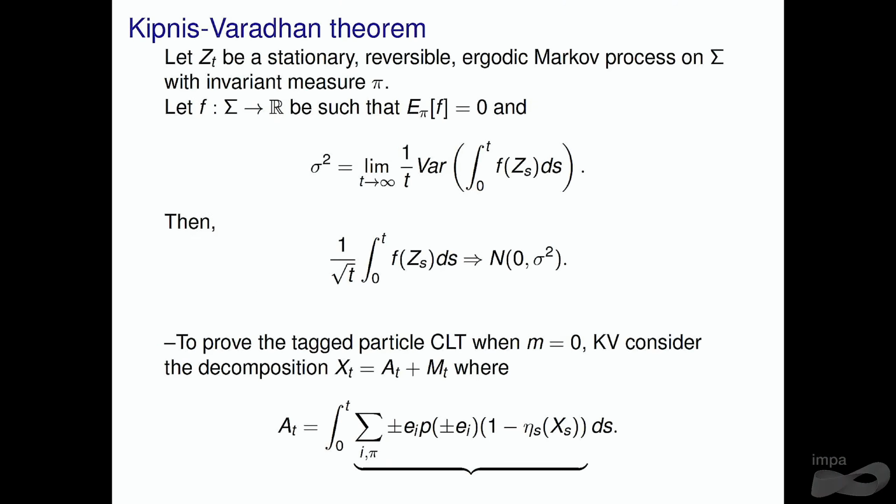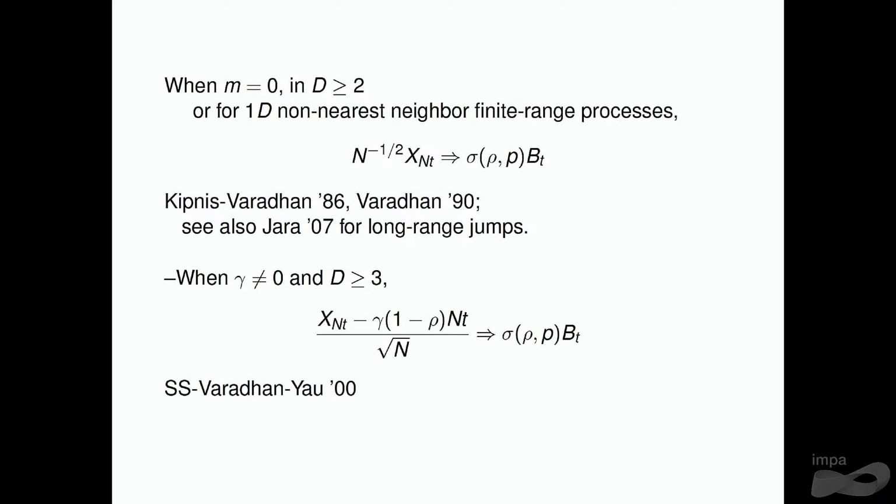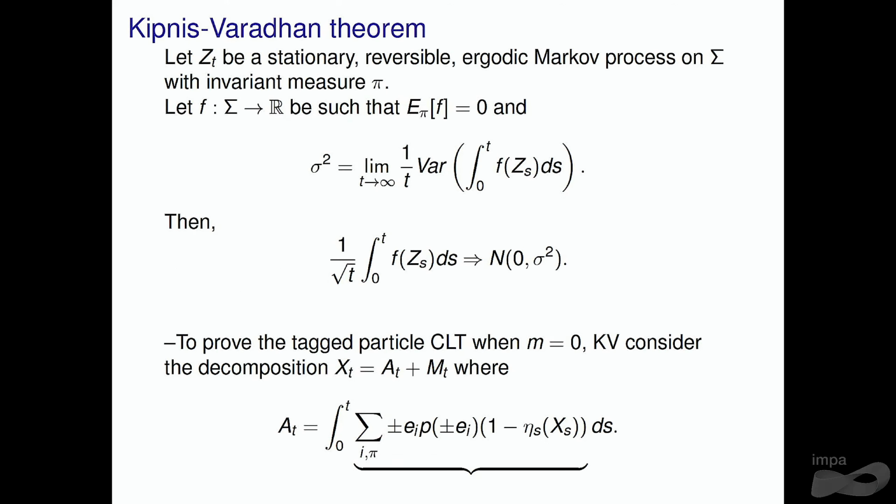Okay, so anyway, just a word about how, for instance, this theorem is proved. This is something that is very classic, the Kipnis-Varadhan theorem. If you have a stationary reversible ergodic Markov process, and you start from the invariant measure, and suppose f is mean 0, f should be in L2 also.